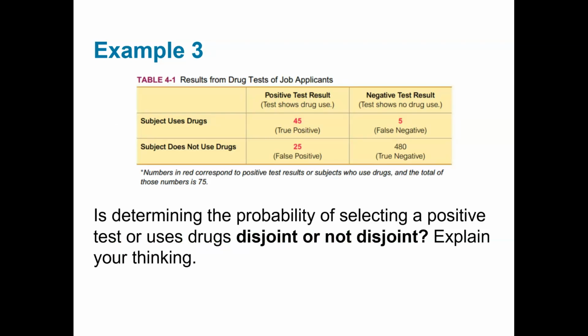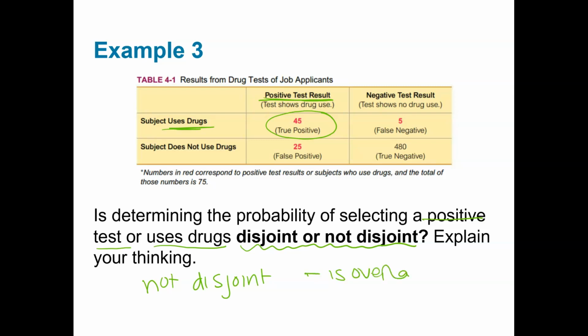Is determining the probability of selecting a positive test or someone who uses drugs disjoint or not disjoint? So basically the question is, can they happen at the same time? So is there any overlap? Can someone be positive, so we're looking at the positive, and someone using drugs? And the answer is yes, they can happen at the same time. So these are not disjoint. There is overlap. We would have to subtract any overlap when we calculate, if we were to calculate that.